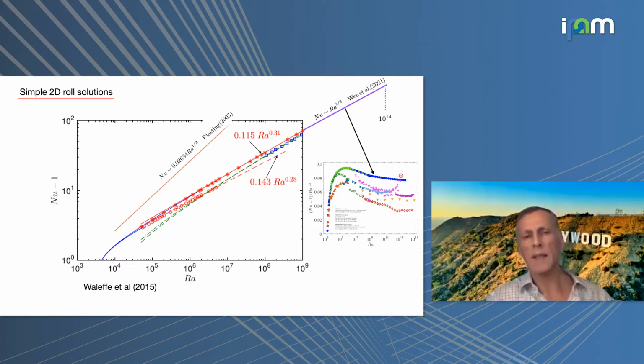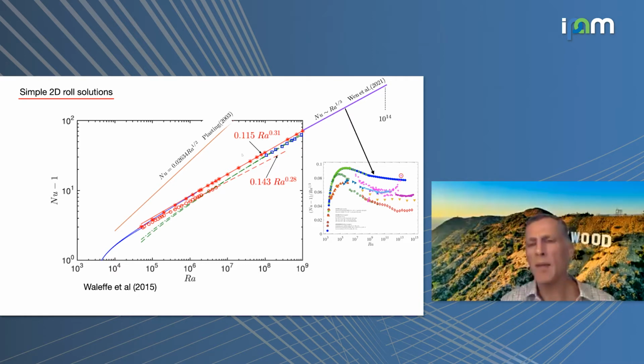And of course, in 2015, I think most people were speculating that this exponent was really a third. And in fact, recently, we heard on Monday with David Goluskin, further computations have actually confirmed, I think, that this scaling goes as Rayleigh to the third.